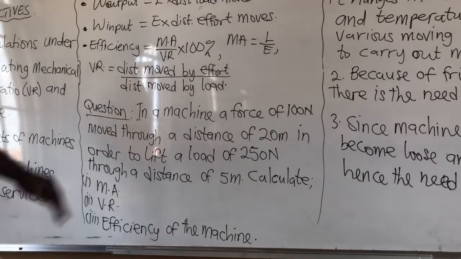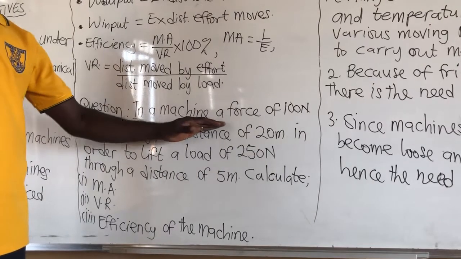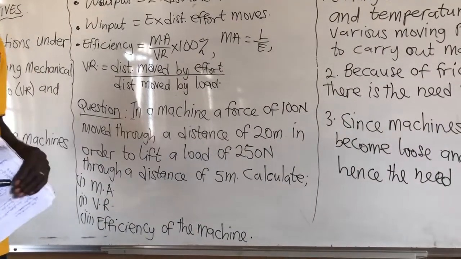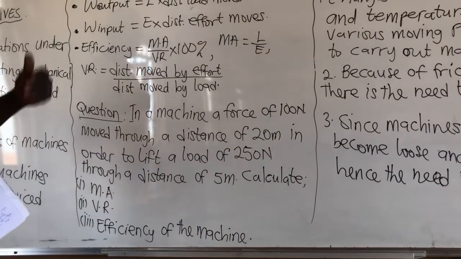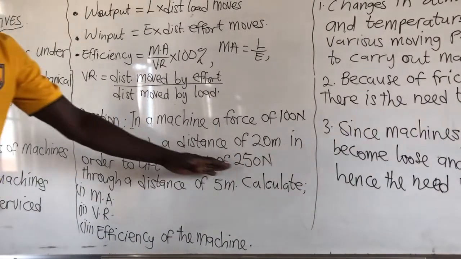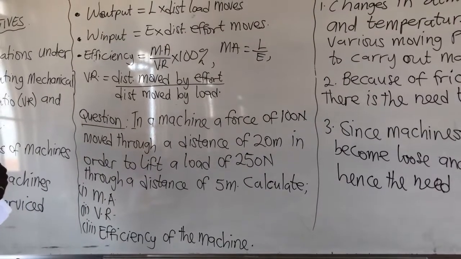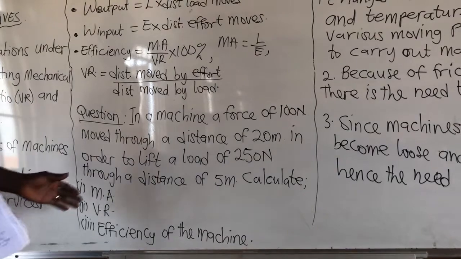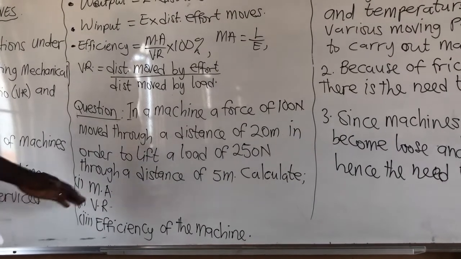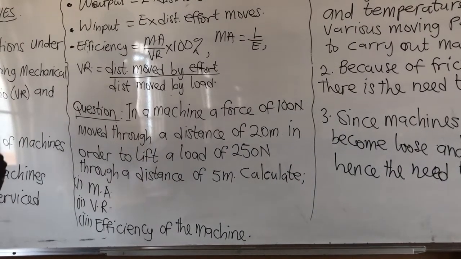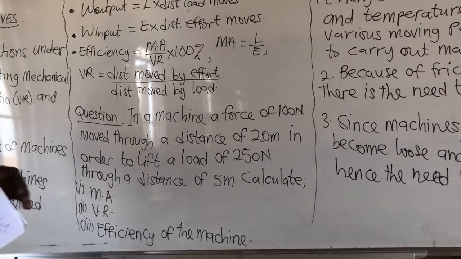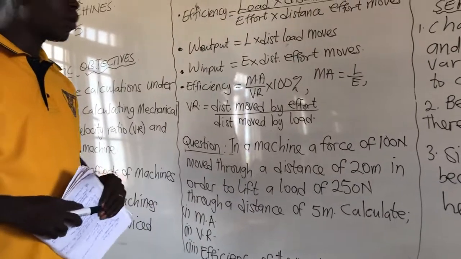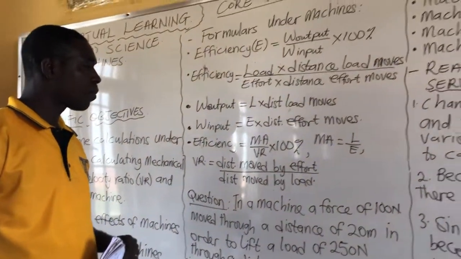The question again: in a machine, a force of 100 Newtons moves through a distance of 20 meters in order to lift a load of 250 Newtons through a distance of 5 meters. You have to calculate the mechanical advantage involved, the velocity ratio involved in this activity, and also the efficiency of the machine. This is a calculation question under machines.